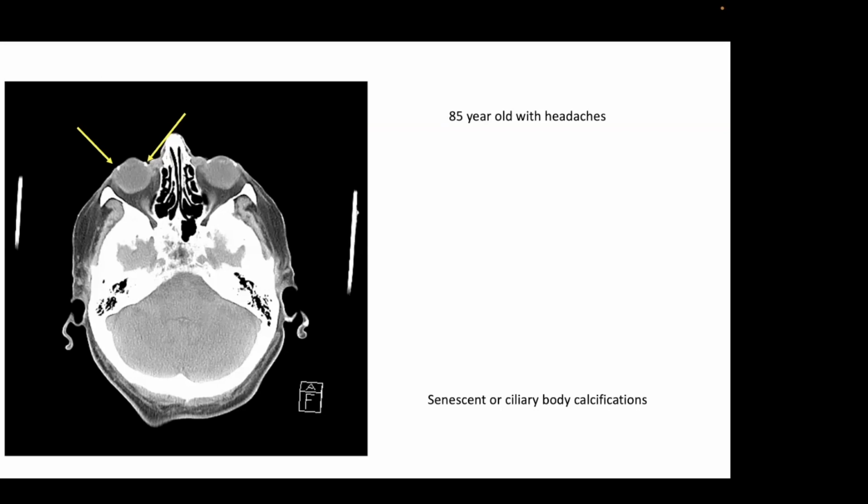So I just want you to recognize this as a normal age-related change, just like we see calcifications in the ventricles, in the choroid plexus, and so on. So when you see orbital calcifications, this is a case of senescent calcifications. There's another phenomenon, called optic nerve drusen, that you can see right at the optic nerve head where it comes into the posterior portion of the globe.